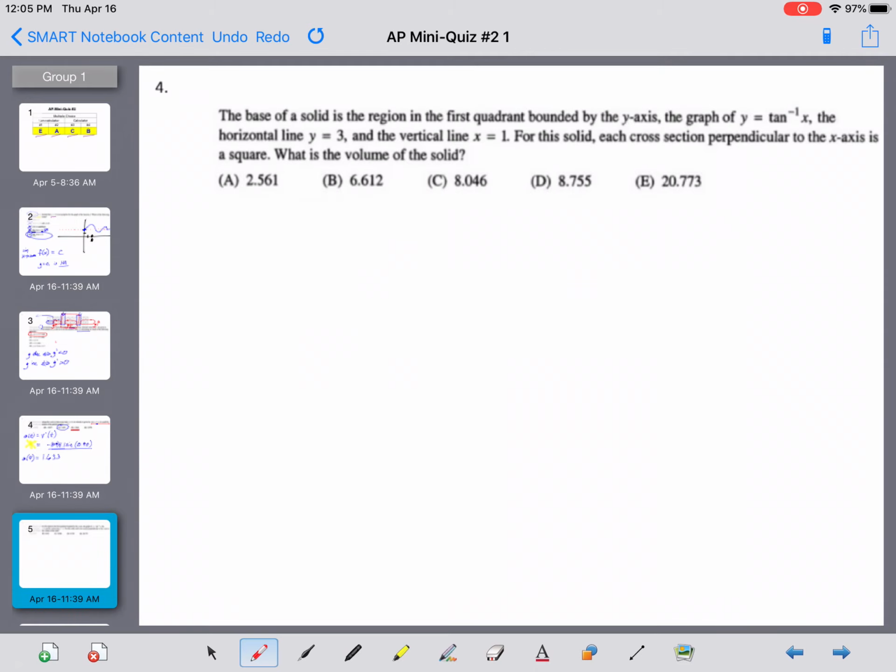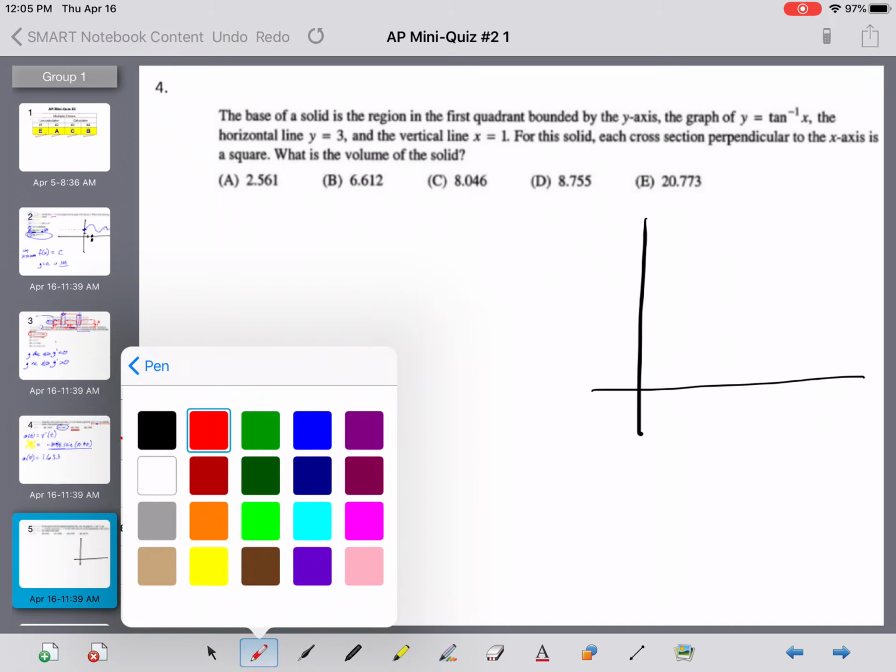Okay, moving on to number 4 right here. Sounds like a volume problem. Base of a solid is a region in the first quadrant. All right, so let's draw something going on right here. A first quadrant region bounded by the y-axis. The graph of y equals the inverse tangent of x.